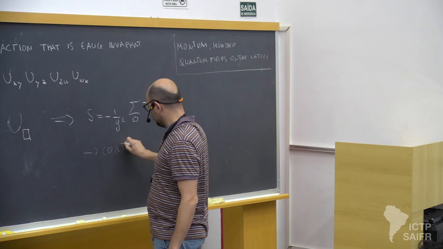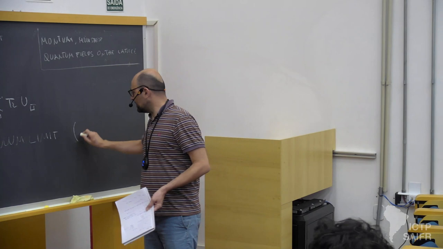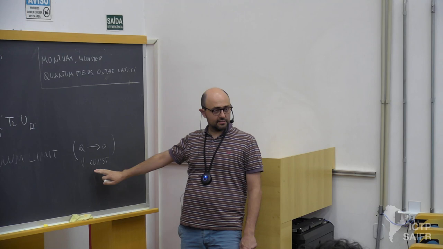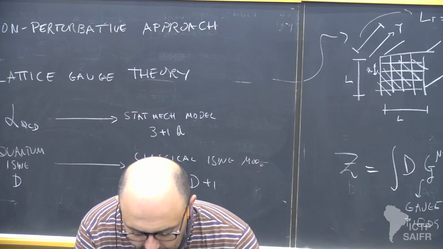Continuum limit. Now, for traditional lattice field theory, the continuum limit is defined by taking the lattice spacing to zero while keeping the volume constant. This is what every lattice QCD computation does. In quantum simulations, we will see that this is actually not the way we take the continuum limit. The way we take it is more similar to what we have in statistical mechanics.